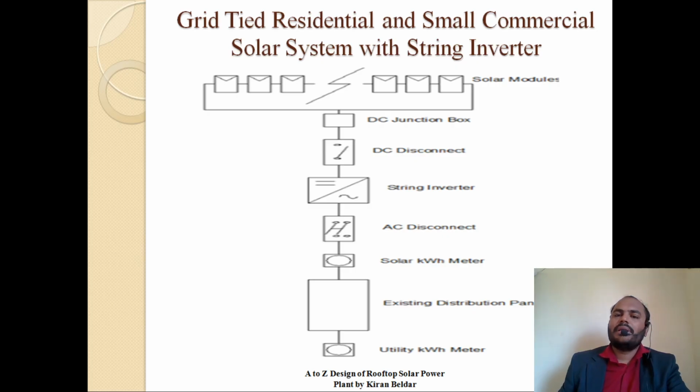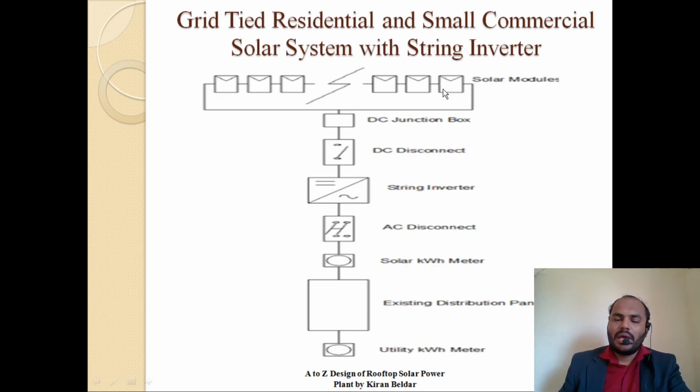Grid-tied residential and small commercial solar system with string inverters. This is basically a layout diagram of a solar system that we are using for residential or small commercial sectors. These blocks are a solar panel. These solar panels are connected in series or in parallel according to the system requirements, according to the voltage and current requirements that should be given to an inverter.